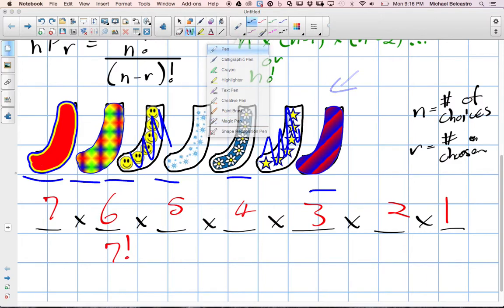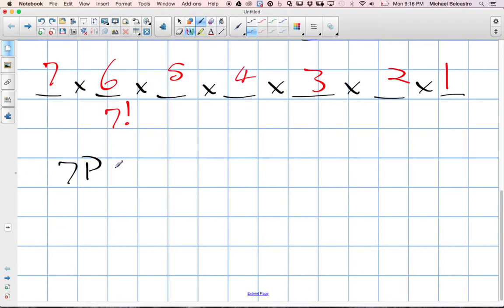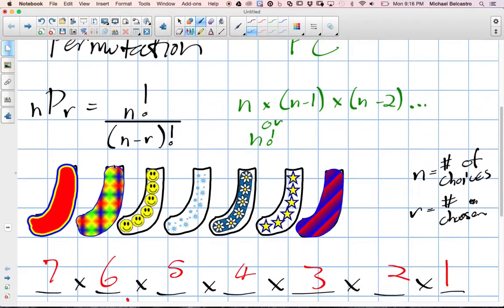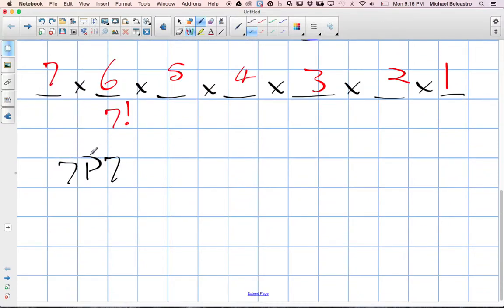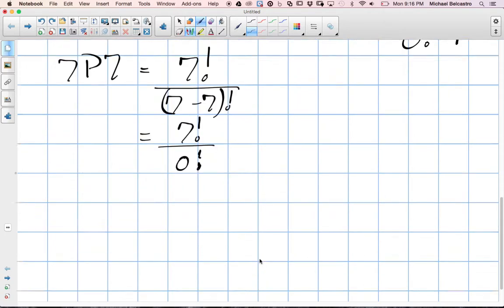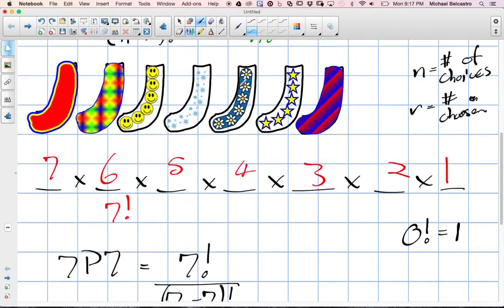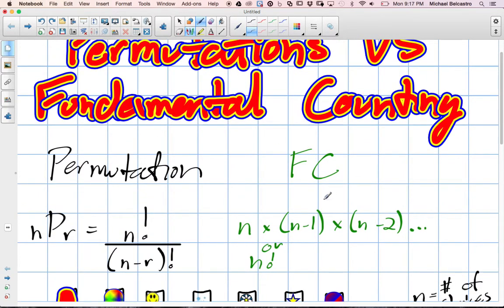If we were to put that into the formula for a permutation, it's very similar. We have 7P7. How many ways are we going to choose 7? We have 7 choices, and we're deciding to choose 7, so that gives us 7 factorial over (7 minus 7) factorial, which means we get 7 factorial over 0 factorial. Now, a side note, it's important to know that 0 factorial is actually equal to 1. A lot of times we think of multiplying by 0, but it's actually equal to the value of 1. So in this case, our permutation is 7 factorial, which is identical to what we got for our fundamental counting principle.